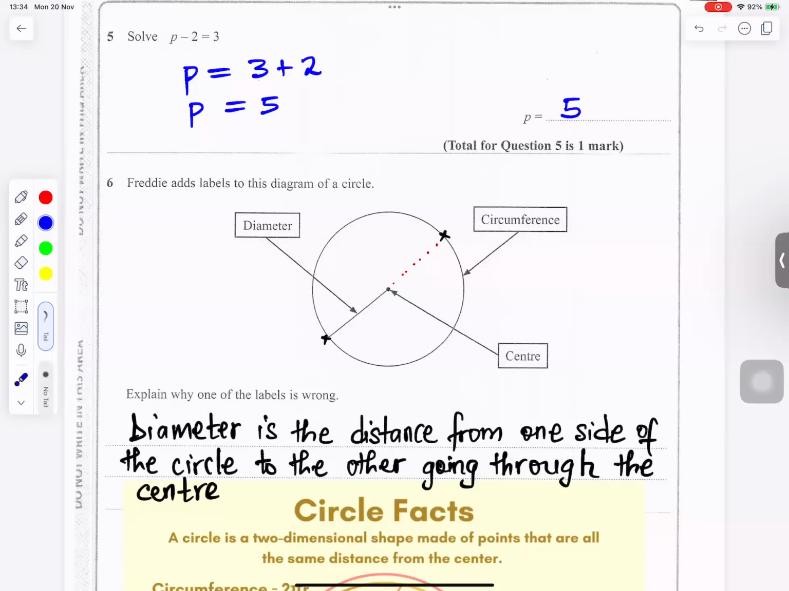Question number 5, I want to solve that equation. Minus 2 goes to the right, it becomes plus 2. So 5 is the answer, because 5 take away 2 is 3. So the answer P is 5.